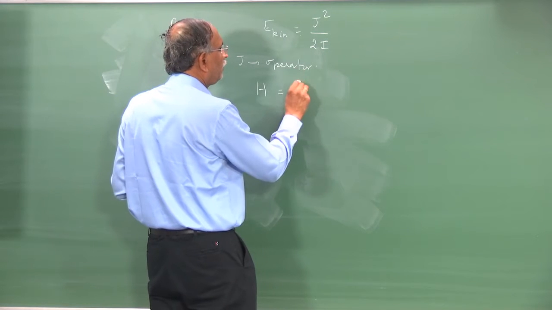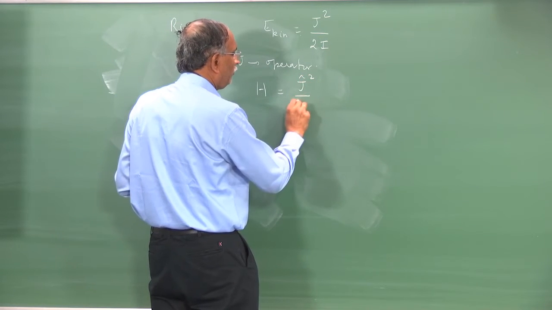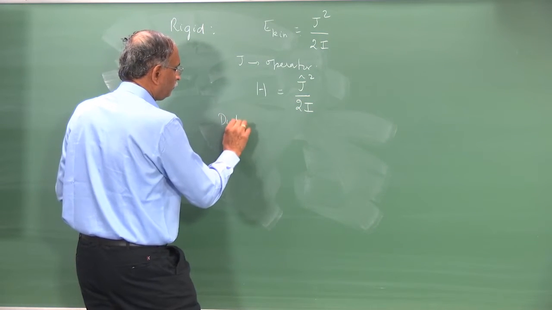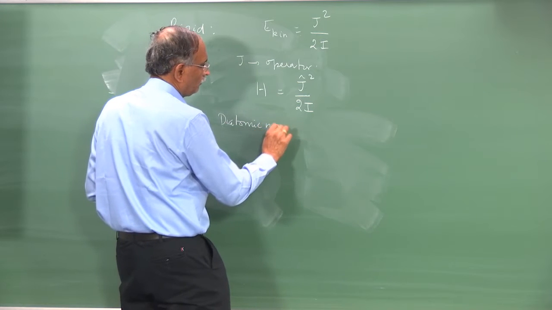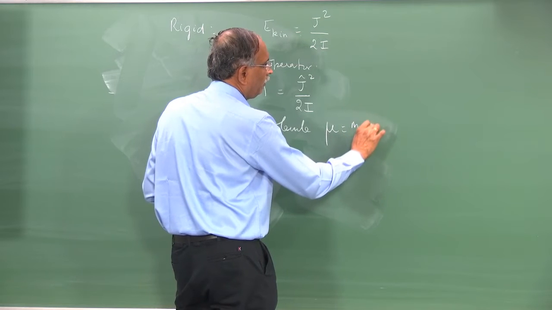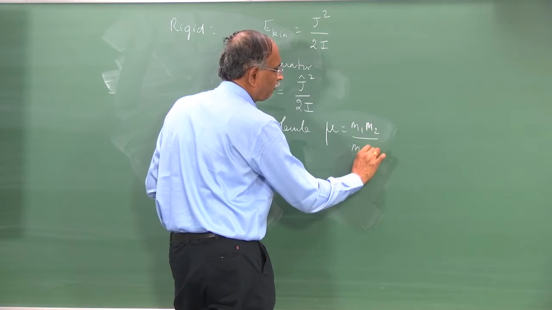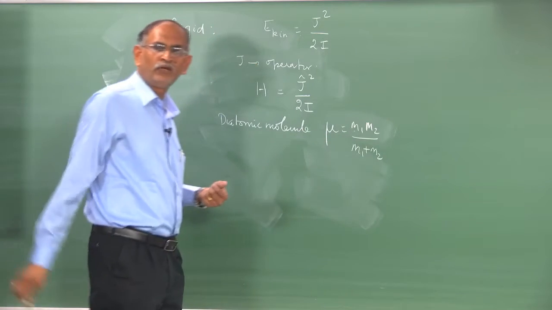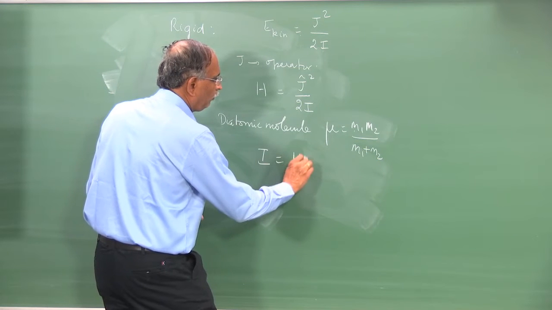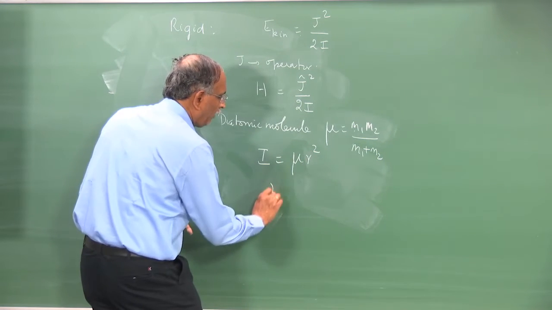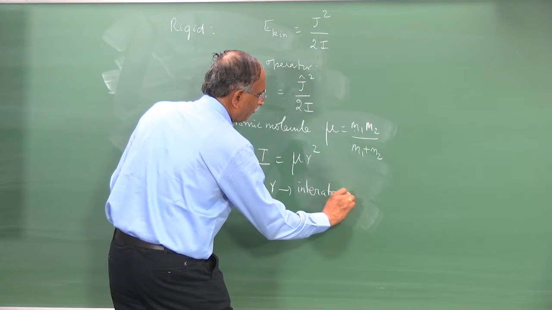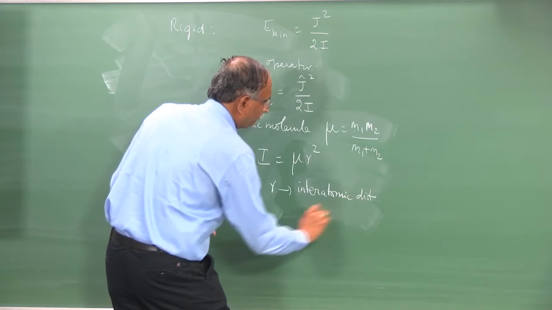For such a system, the Hamiltonian was written as J square by 2I, and for a simple diatomic molecule with a reduced mass mu given by m1 m2 by m1 plus m2, where these are the masses of the individual atoms in the diatomic molecule, the moment of inertia I was written as mu times r square, where r is the interatomic distance or the bond distance at equilibrium.